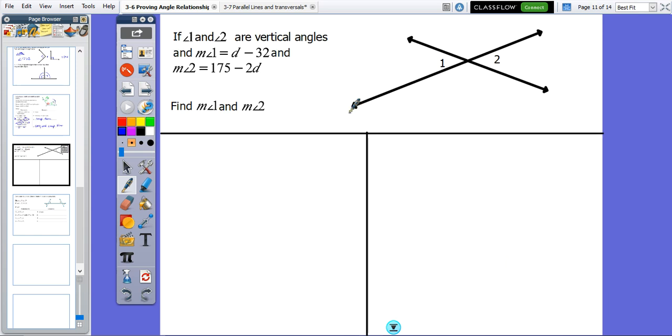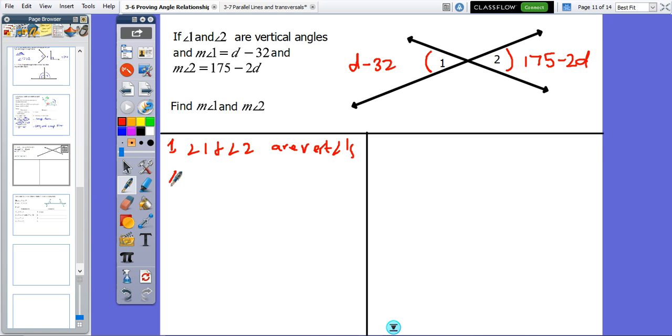Next one, hopefully you take a pause, do it yourself, and if you don't remember, let's do it together. So what do we know? The things we know, we're going to do in red. The thing we know for sure is that angle 1 and angle 2 are vertical angles. We'll make some assumptions based off that. Angle 1 equals D minus 32, and angle 2 equals 175 minus 2D. That's all given. So we're going to write in the given that angle 1 and angle 2 are vertical angles, that angle 1 equals D minus 32, and of course, angle 2 equals 175 minus 2D.